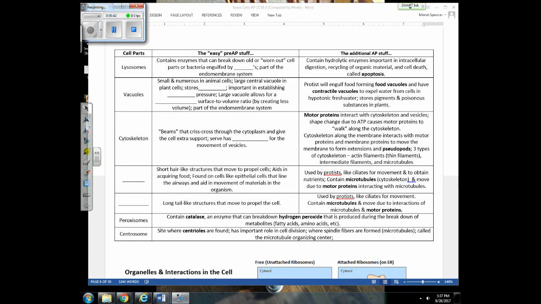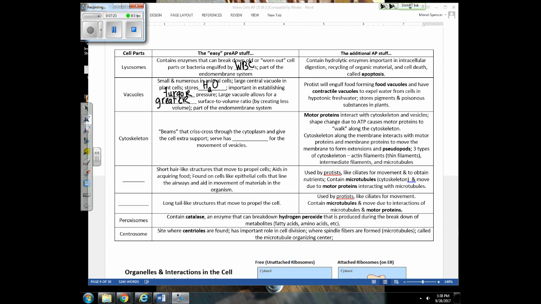We mentioned that we find abundance of lysosomes in white blood cells. White blood cells are going to be engulfing bacteria and breaking them down. Vacuoles, we find them in plant cells and animal cells. They're larger in plant cells, mostly to store an abundance of water and help plants establish that turgor pressure needed to help those cells be tight and the plant structures to be upright. This large vacuole that we find in plant cells allows for a greater surface to volume ratio because it creates less volume. There's less room for organelles in the cytoplasm because of that big vacuole. And remember, it's part of that endomembrane system.